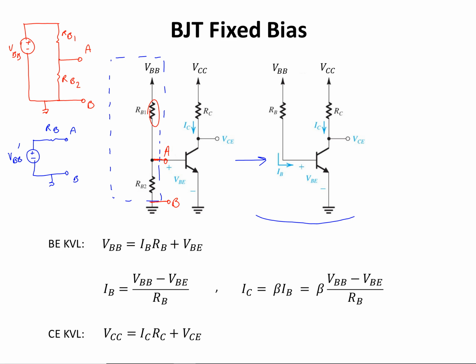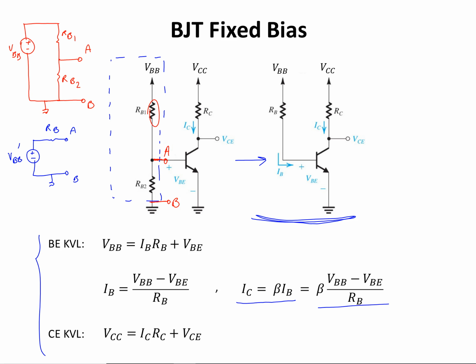The equations that I provided here are for this circuit. Let's look at the KVL equations that I wrote for this circuit. From the base emitter KVL, I can write that V sub BB is equal to I base multiplied by R base plus the base emitter voltage. From there, I can calculate the base current, which is VBB minus the base emitter voltage divided by RB. Because this transistor operates in the active region, which is my desired operating region because I want to use it as an amplifier, I know that I collector is equal to beta times I base. From there, the collector current is equal to this equation. And from the collector emitter KVL, I have VCC is equal to IC RC plus the collector to emitter voltage.